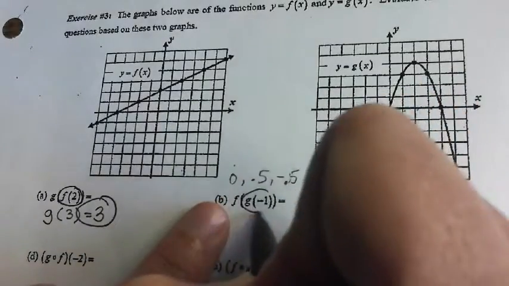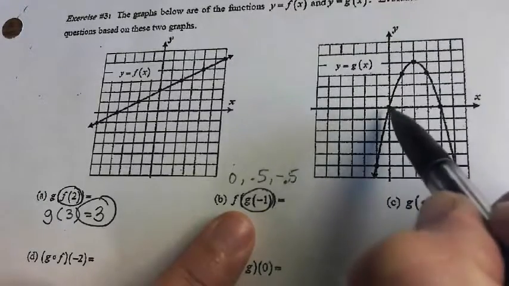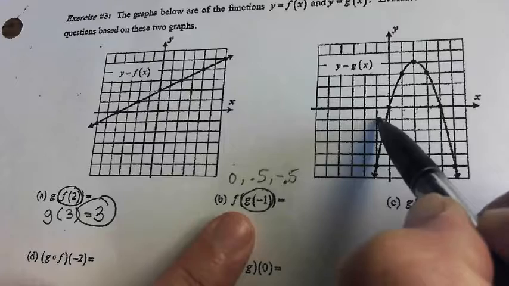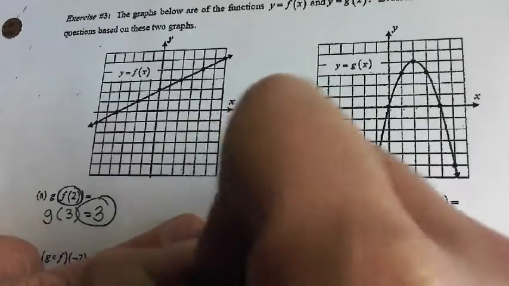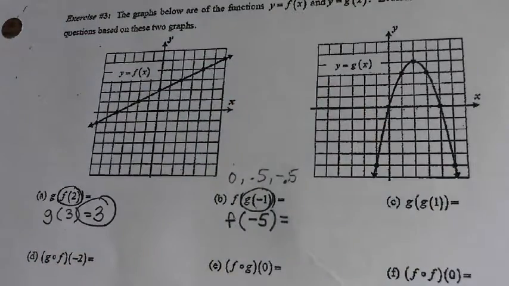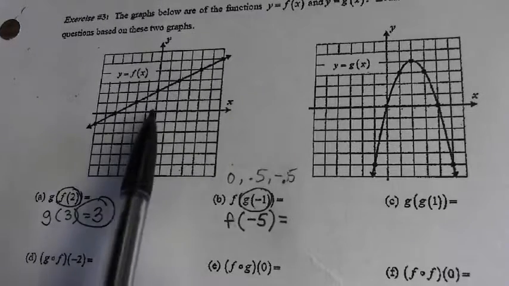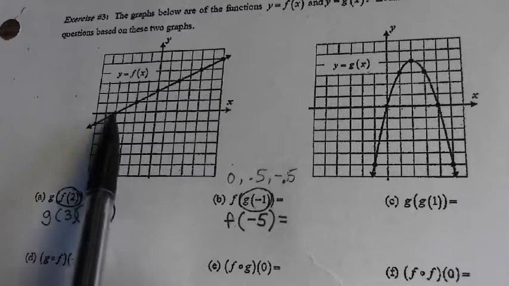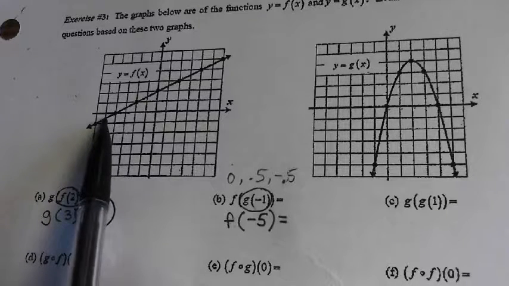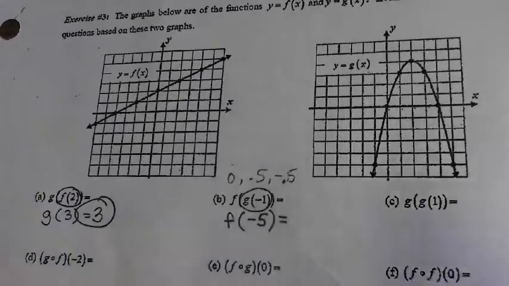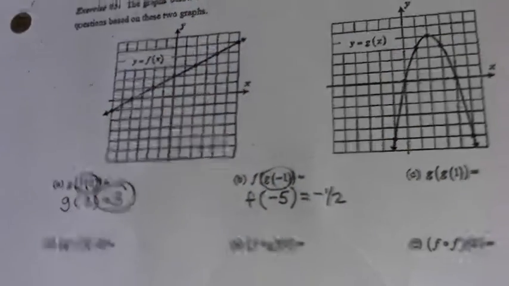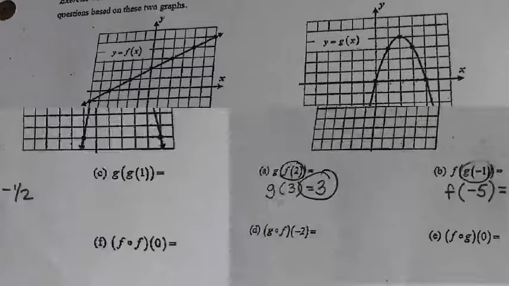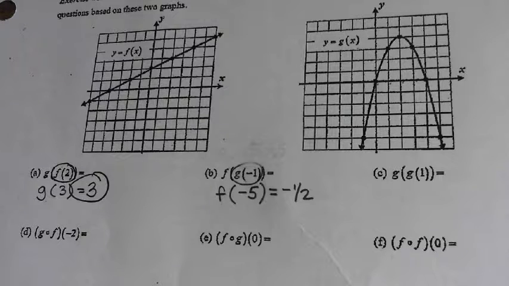G of negative 1 is where we're going to start. So we're going to go to our G graph. And when you go to an x coordinate of negative 1, the y is negative 1, 2, 3, 4, 5. So G of negative 1 is negative 5. So now I'm just going to do f of negative 5. So if I go to my f graph, negative 5 as my x coordinate, 1, 2, 3, 4, 5, gives me a y coordinate of, it looks like negative a half is correct. Go ahead and just work through those, and then I'll give you a few minutes and see what we have.